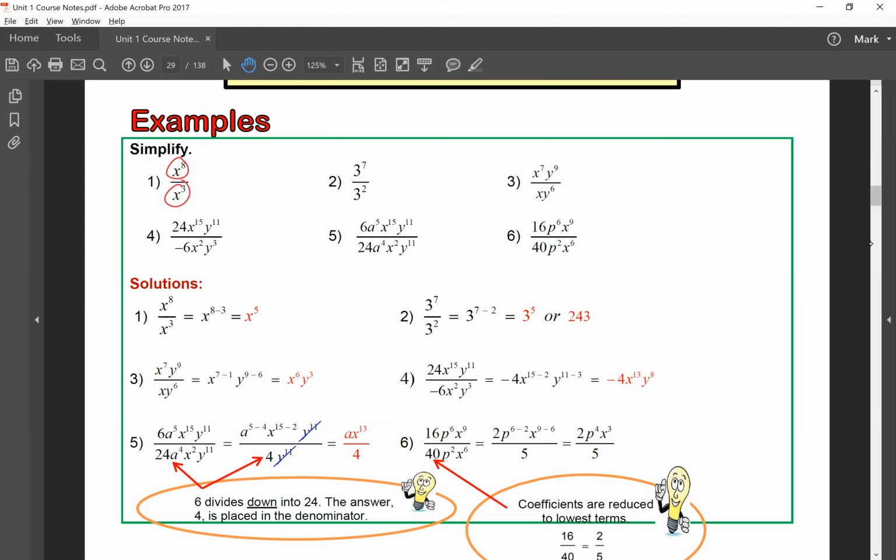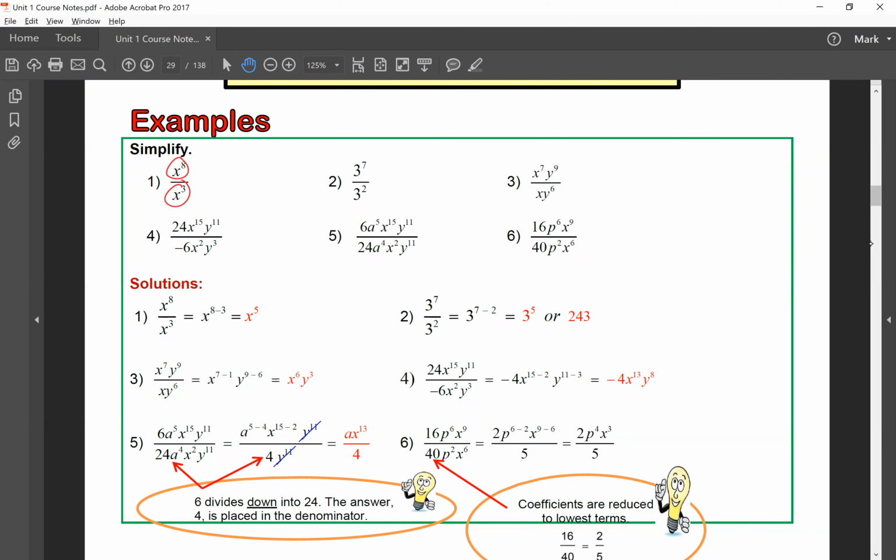So I have 8 x's on top, 3 on bottom. That means I will remove 3 of these from the top. 8 minus 3 is 5. So again, think about this. I have 8 x's. I'm going to take away 3 of them. Now I have 5.